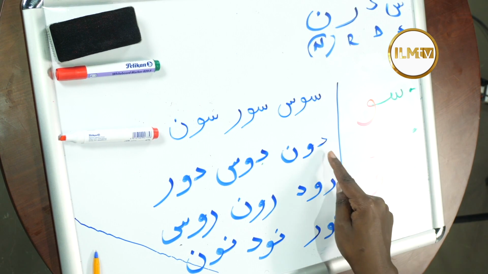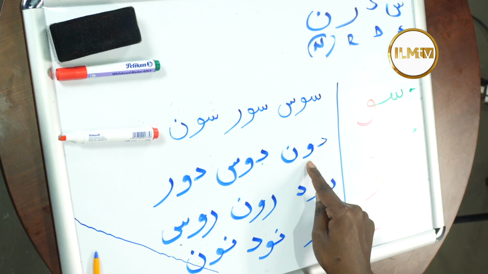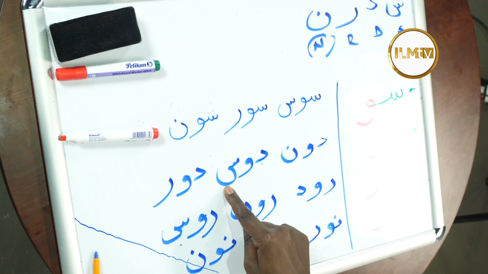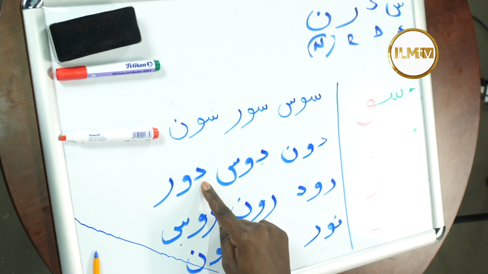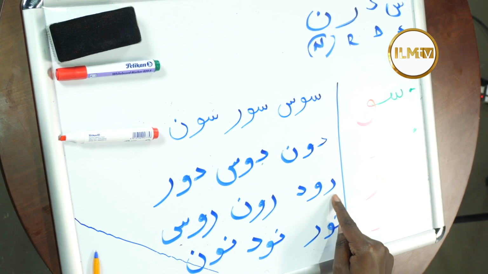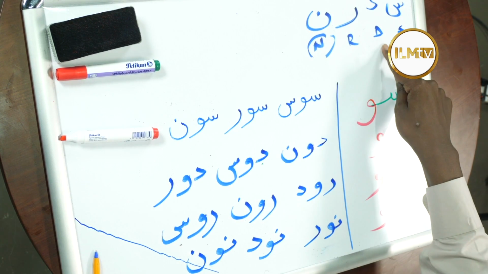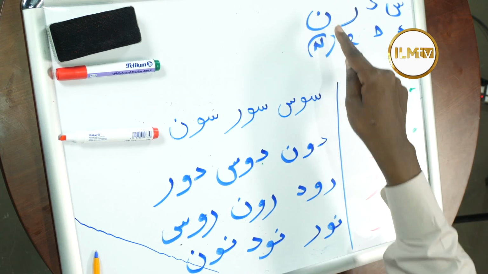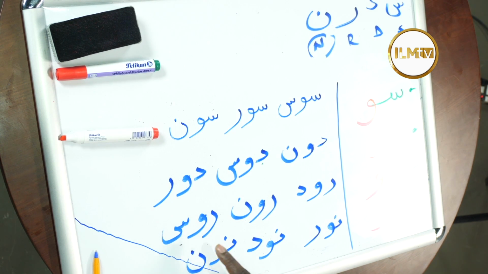So we have du, dun for the N. Du, dus for the S. Du, dur for the R. Ru, rud for the D. Ru, run for the N. Ru, rus for the S. Now we go for the nu. Nu, nur, nud, and nun.